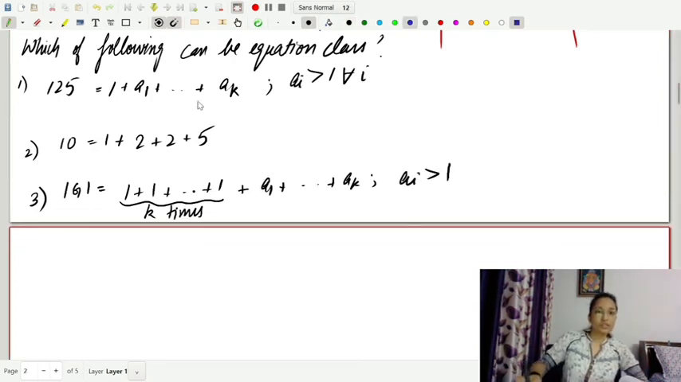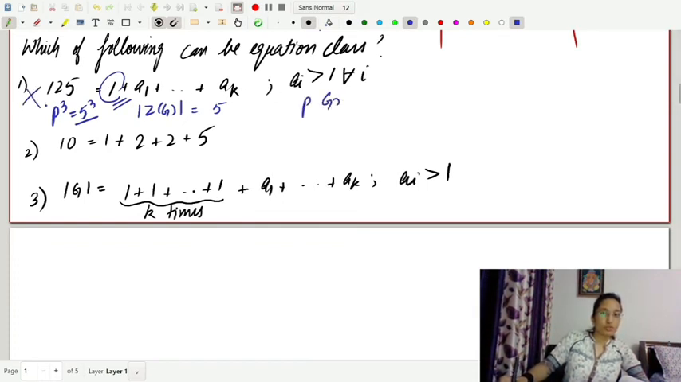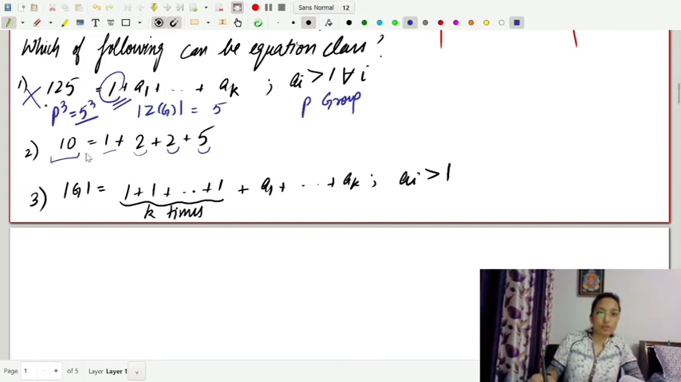Now in the first case, since it is P cube, that is 5 cube, therefore the order of the center of G is P, that is 5, but here we have only 1. Therefore it cannot be the case. Also, it is a P group, therefore the order of the center of G is greater than 1. Second, the order of the center of G is 1, can be possible. And the conjugacy class size also divides the order of the group, therefore it can be possible.